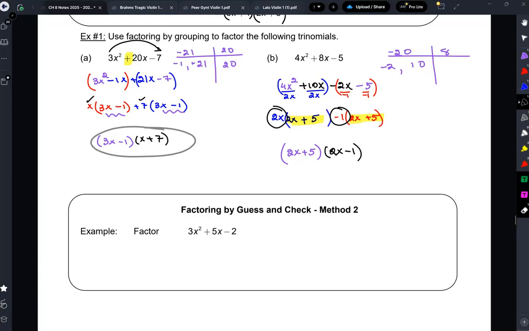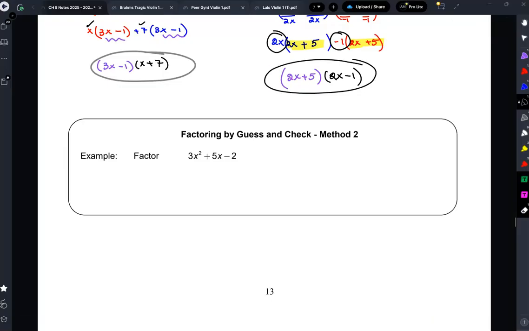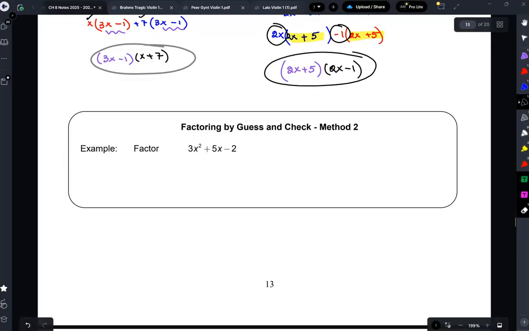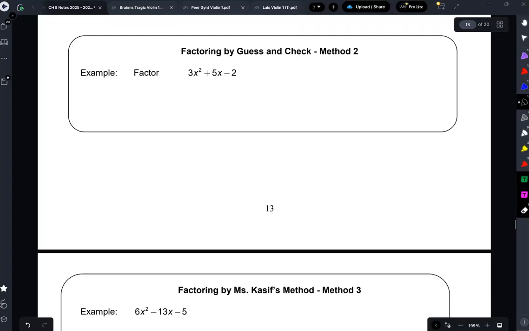Okay? Okay, so that's the factor by grouping method. Okay, next method is guess and check. So let's do guess and check. The way in which we do guess and check is the following. This is the way I do it, right? So here's what we want.